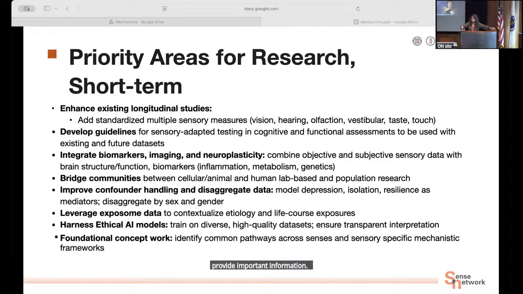Okay, we still need to bridge communities between cellular, animal, human, lab-based, and population researchers. We need to improve how we handle confounders, and we need to disaggregate data. As a minimum, we need to disaggregate data by sex and gender. And ideally, we disaggregate it for other important socioeconomic variables as well. We need to leverage the exposome data that's now becoming available. We need to think about how we harness ethical AI models for when we tap into high quality data sets. There's still foundational conceptual work to be done in terms of identifying those common pathways and the sensory specific mechanisms.